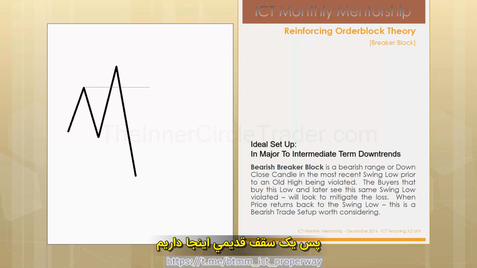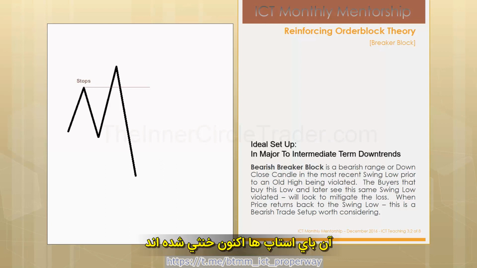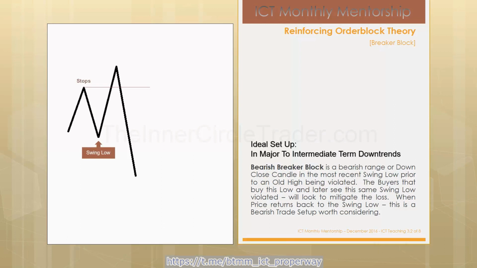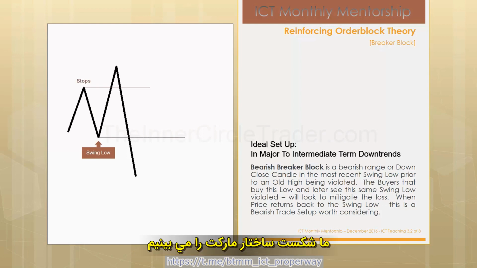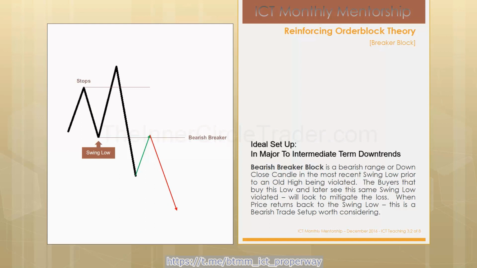So we have an old high here that's traded through and rejected. It runs the stops above the old high. Those buy stops are now neutralized. And we focus our attention on the swing low that formed between the two highs. We see a market structure break, retraces back to the swing low. That is the bearish breaker. We look for another low to form with a new leg in price moving lower.